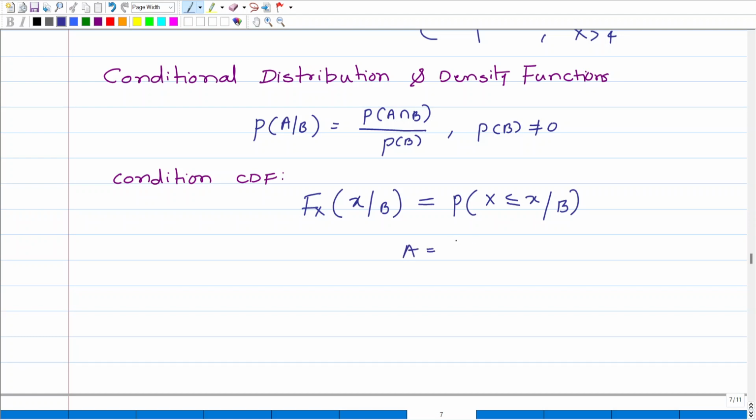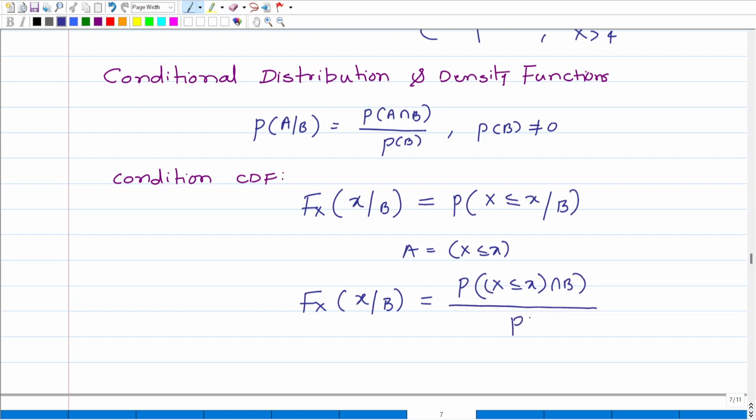Here A is the event X less than or equal to small x. Let us apply the general formula: probability of A given B equals probability of A intersection B by probability of B. So we can write the conditional CDF, or conditional distribution function, capital Fx of x given B, as probability of X less than or equal to small x intersection B by probability of B, where probability of B is not equal to 0, and this is a joint event.